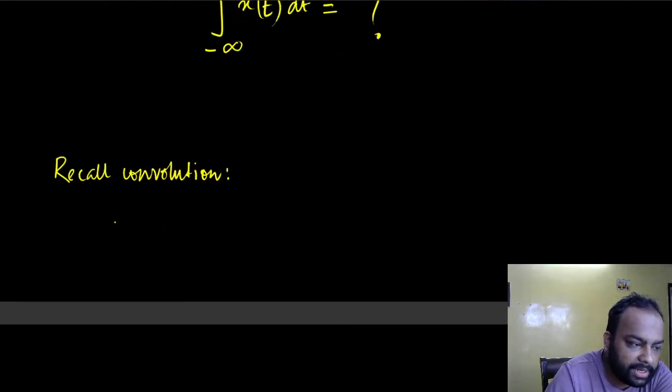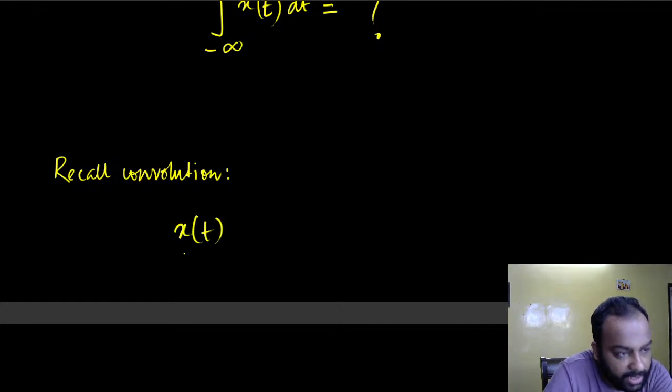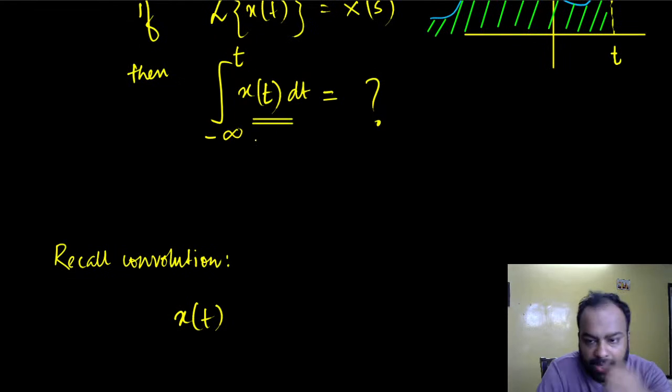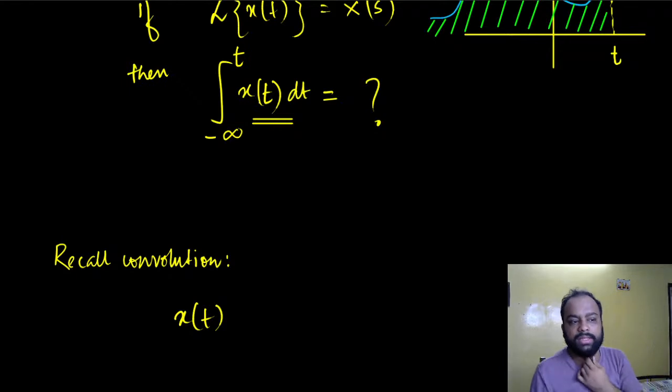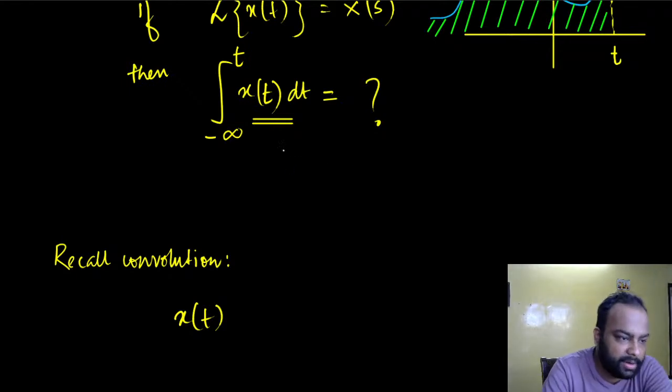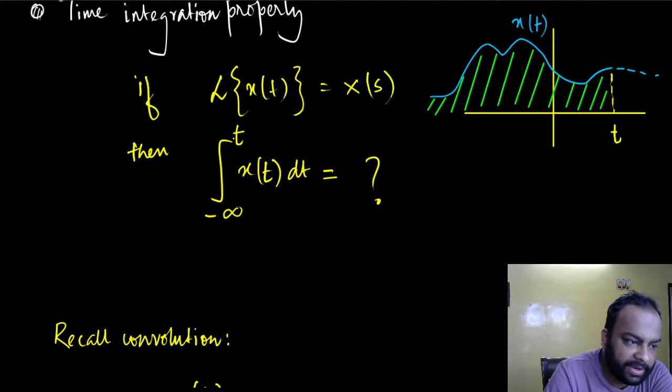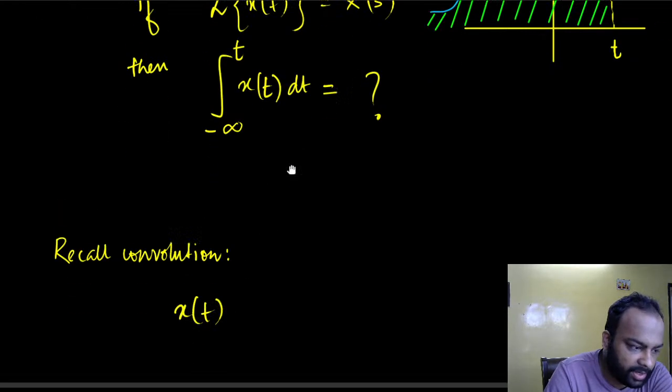Recall that convolution property. What is the convolution property? Just one more thing: if you integrate up to infinity, what happens? This function no longer remains a function of t. It becomes a constant value. Since if this is a function of t, and you integrate from minus infinity to infinity, it no longer remains a function of time. So then there is no point in taking a Laplace transform. If I integrate up to t, then it still remains a function of t.